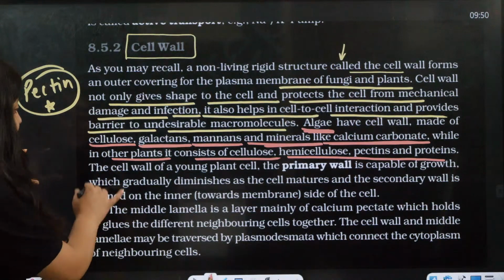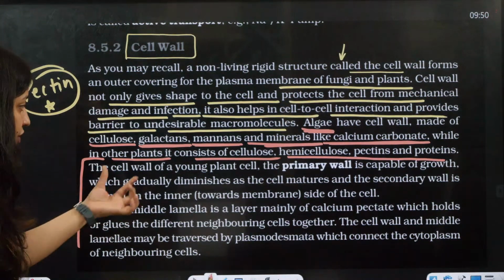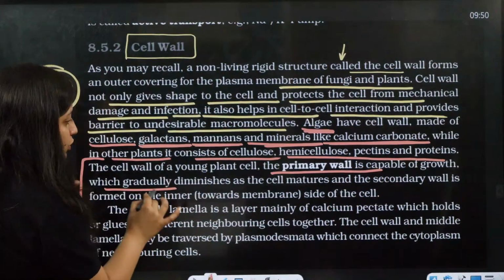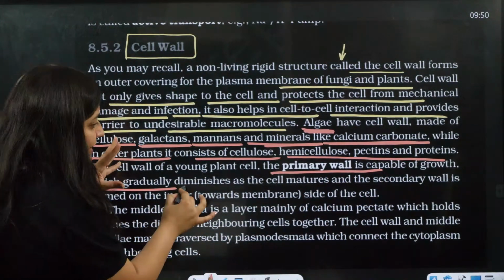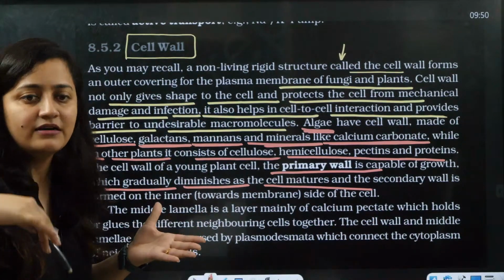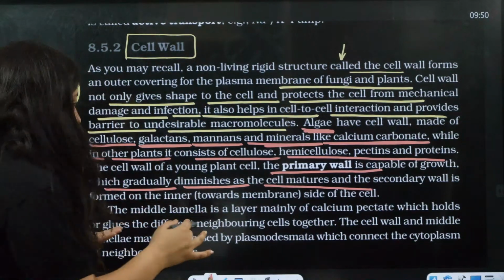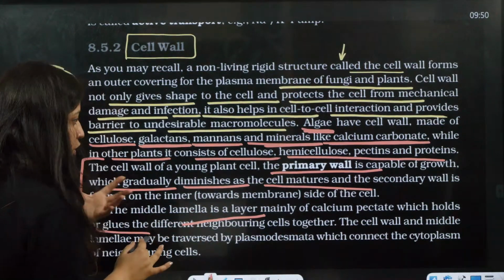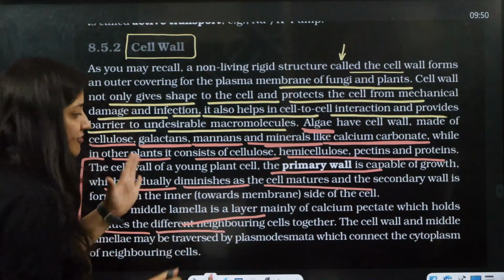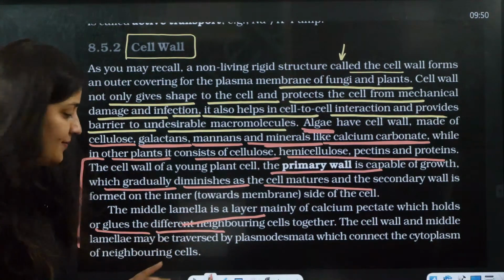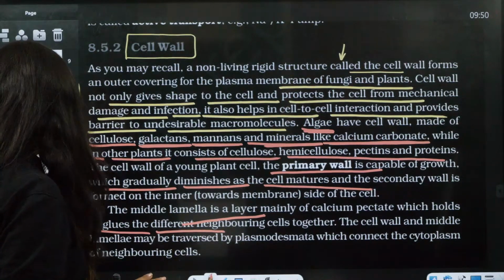These minor details are very important for your NEET examination. The cell wall of a young plant is the primary wall, which is capable of growth; it will gradually diminish as the cell matures, and the secondary cell wall will form layers. The middle lamella is a layer mainly made up of calcium pectate, which glues the neighboring cells together. So it is very easy, right?